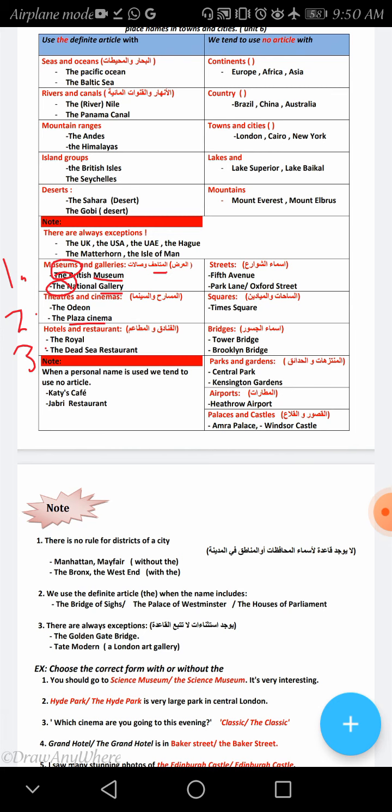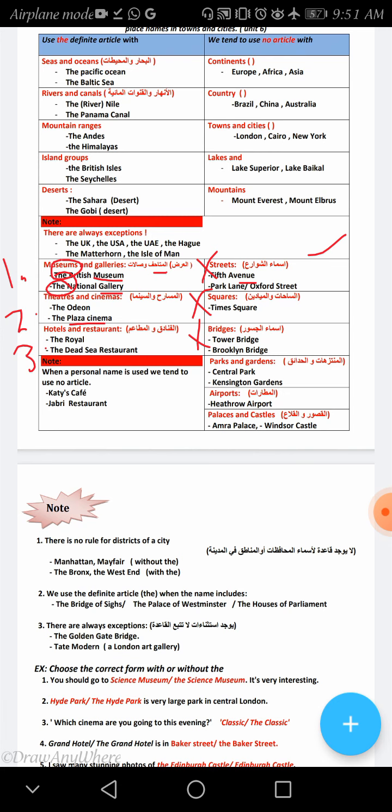But when we don't use an article, with streets, أسماء الشوارع, we don't use the. Avenue, this is name of street, معناها street. Park, lane. Oxford Street, all of these are streets. Squares, الساحات والميادين, like Times Square, we don't use the with them. Bridges, أسماء الجسور, we don't use the with them.